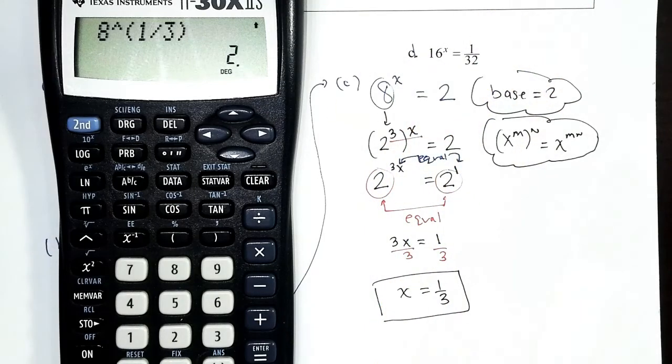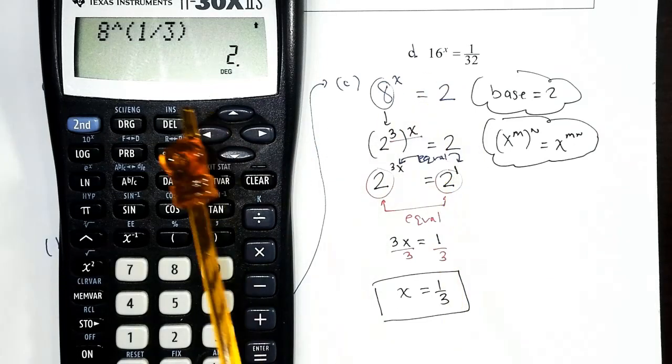The worst thing you can do to yourself is nail the algebra correctly, but then when you check your answer, you think your answer is wrong because you punched it in wrong. So just be careful. Okay, so that was our third problem. That was the impromptu problem. The reason why I wanted to do this problem is just to show you how to use your calculator.